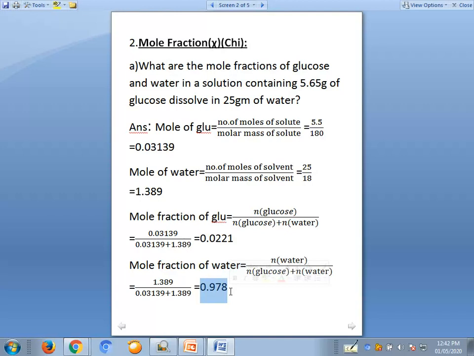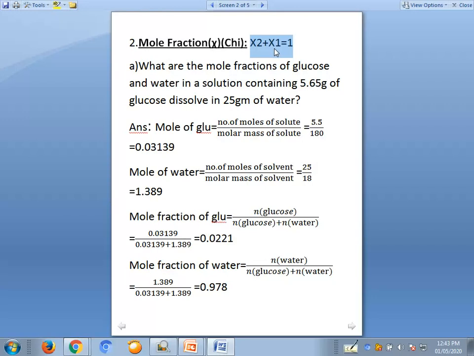Now this is very important, dear students. Is there any shortcut to calculate the mole fraction? There is a formula: the mole fraction of solute plus mole fraction of solvent is always equal to 1. Mole fraction of solute plus solvent is always equal to 1. Say for example, if I calculate the mole fraction of a solute, can I easily get the mole fraction of solvent? How do you get it?